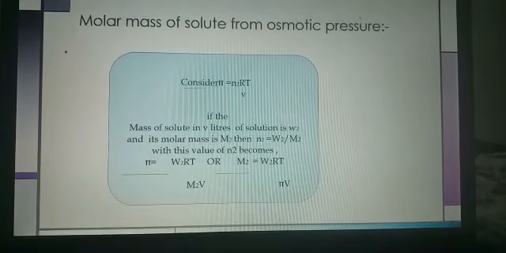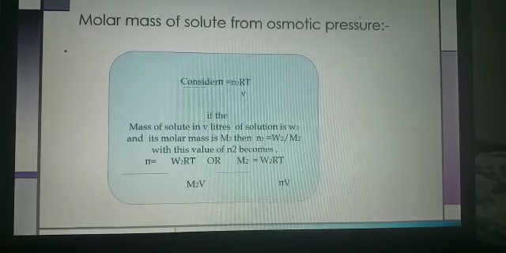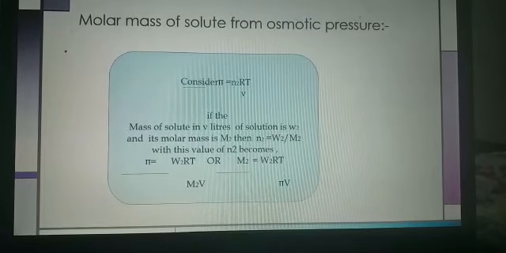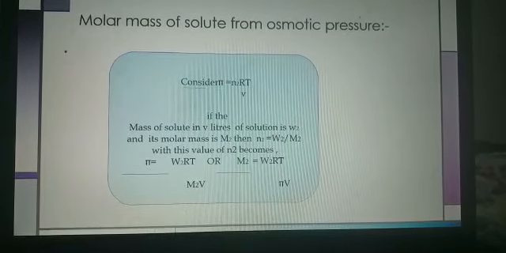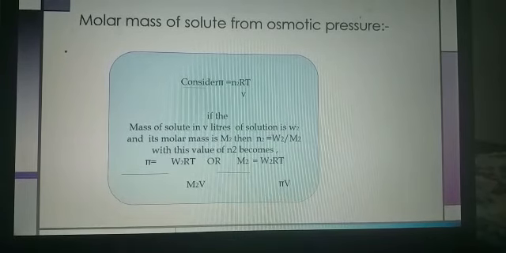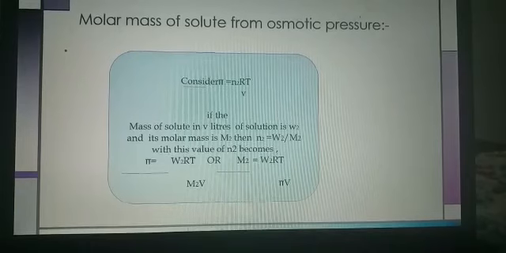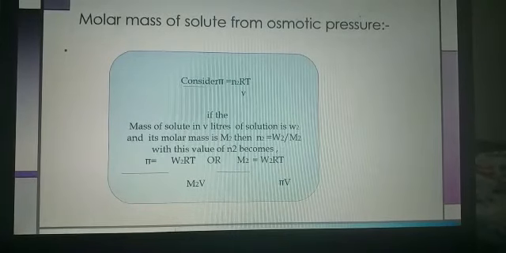According to that equation, we can solve a number of numericals, but once again I remind you that the numericals will be solved whenever our college reopens. The remaining part, that is reverse osmosis and a small remaining term, we will learn in the next lecture. Thank you.